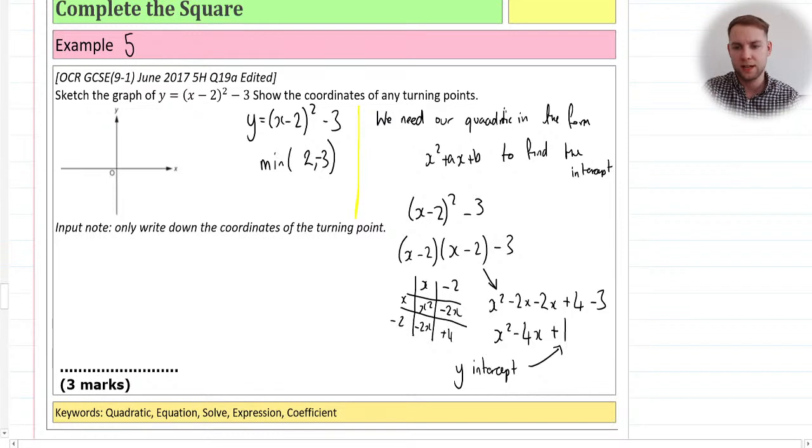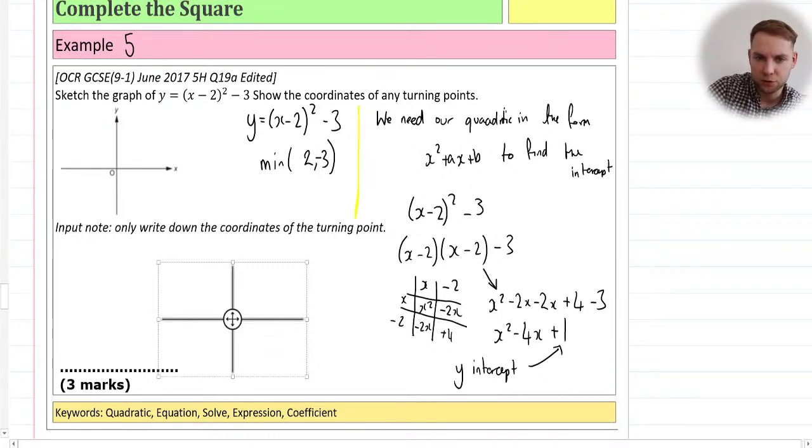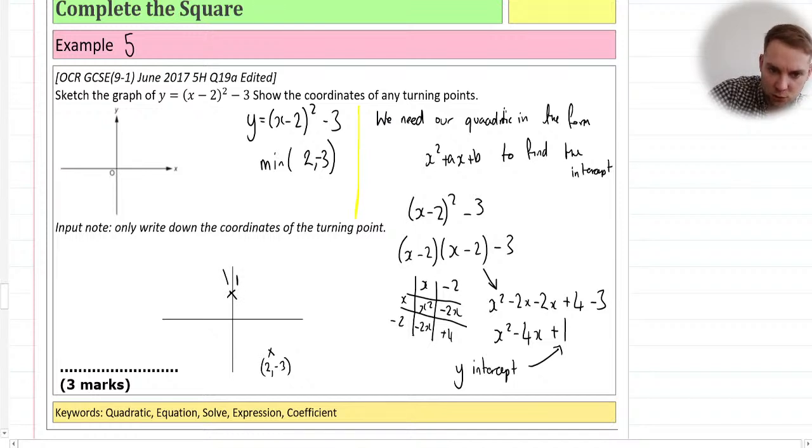So if I'm going to draw this, we know that our minimum is equal to 2, -3. So 2 right, minus 3 down. So here, 2 comma minus 3. And we know my intercept is 1, which is here at 1. So let's draw this like so. And this is the sketch they're looking for.